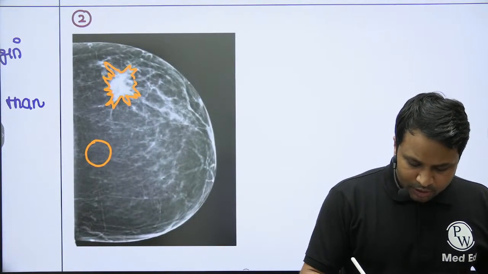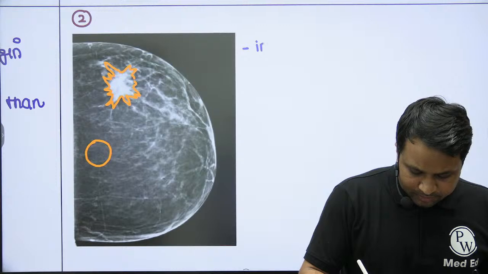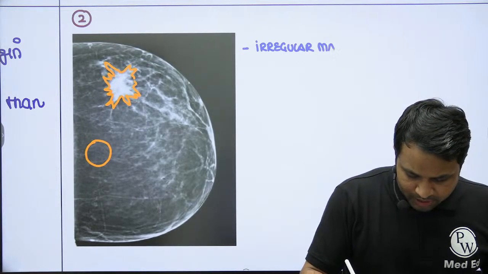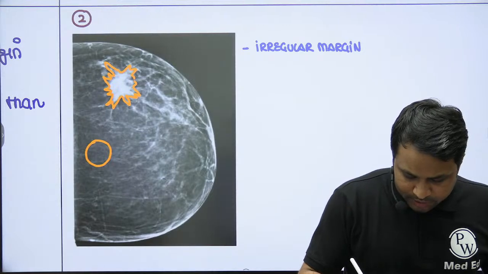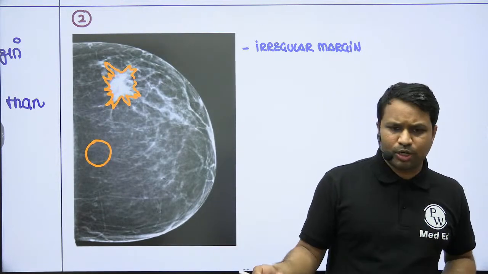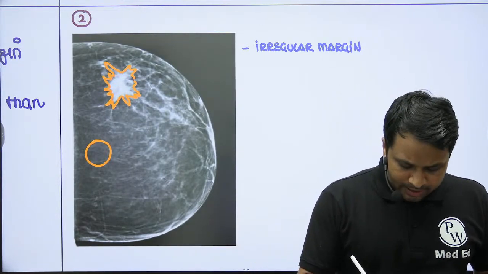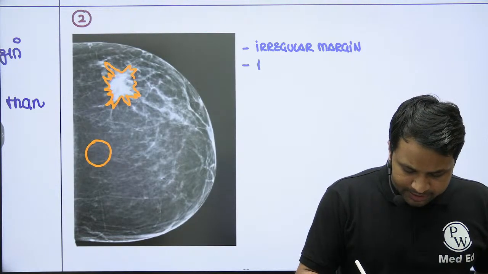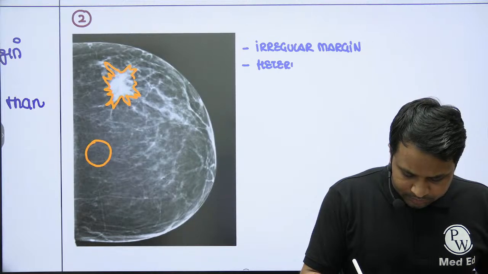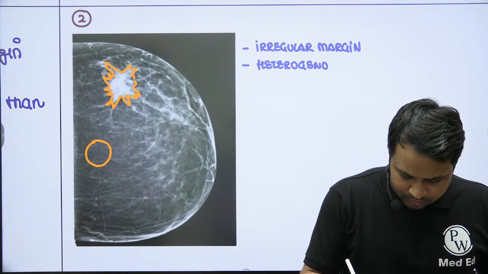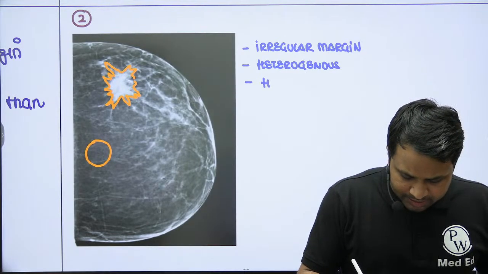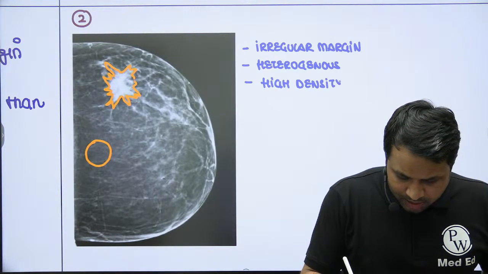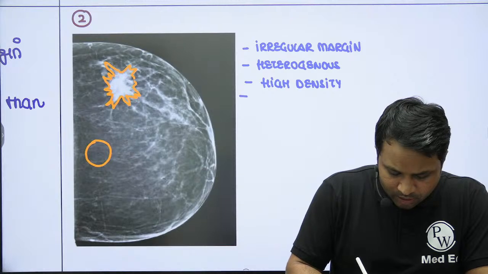What are these? You have the irregular margin, which is also called a speculated margin or also called a comet tail appearance, right? It is also associated. It is heterogeneous. And this is of high density.